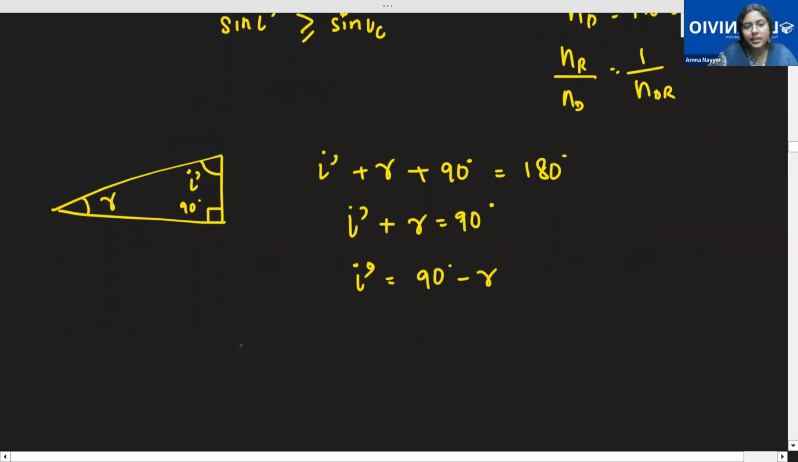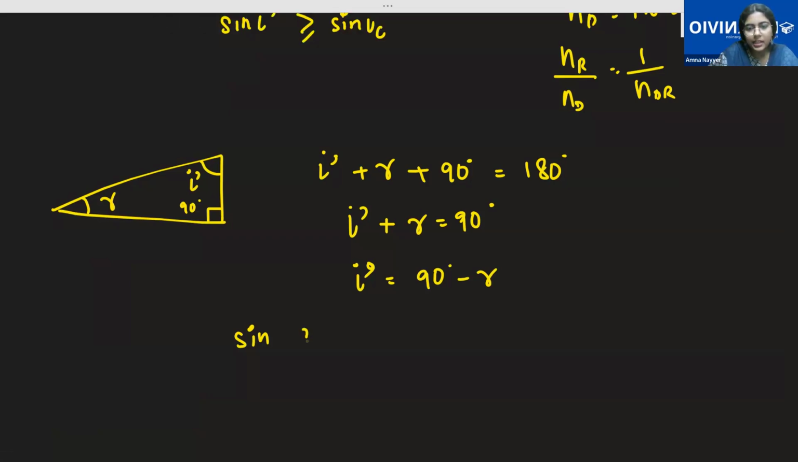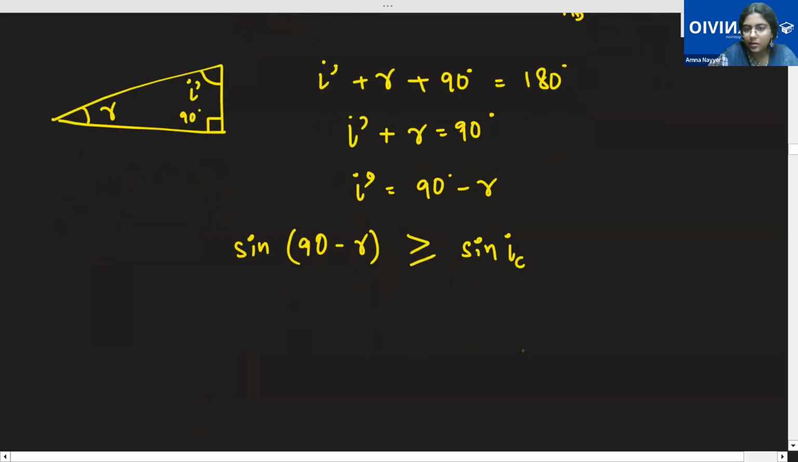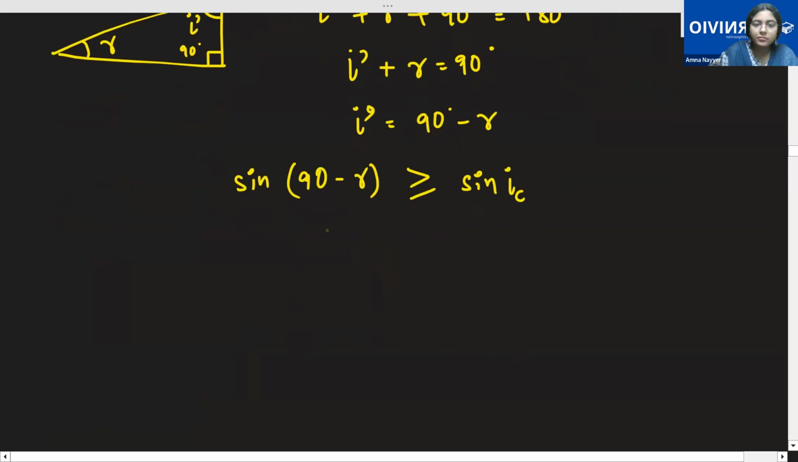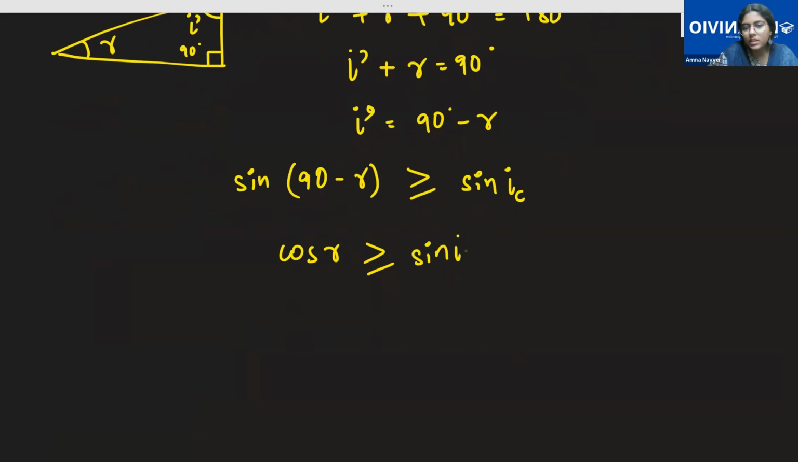So can I say here sine I dash, instead of I dash, I'll replace this. Now I can say sine of 90 minus r is greater than or equal to sine IC. Now from here I can say this is cos r, which is greater than or equal to sine IC.